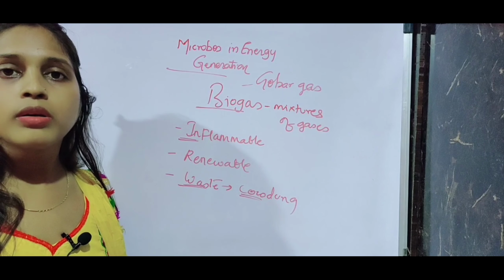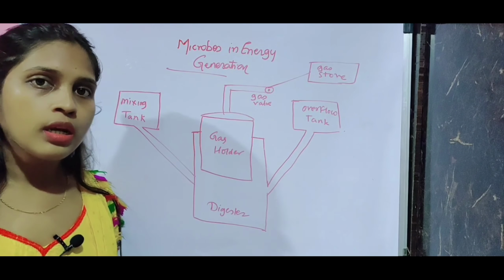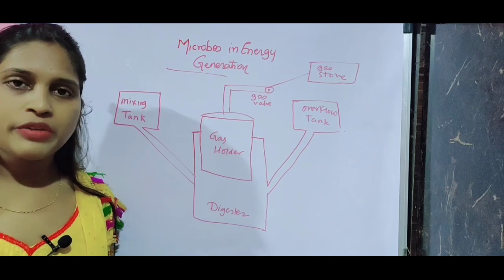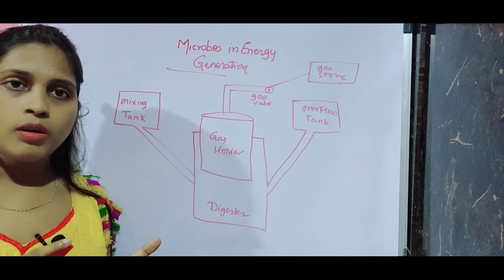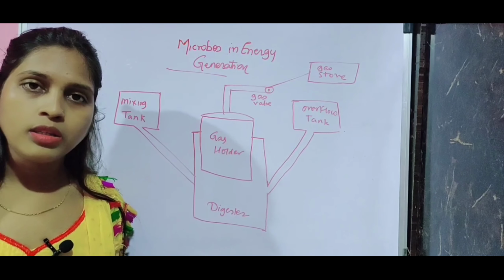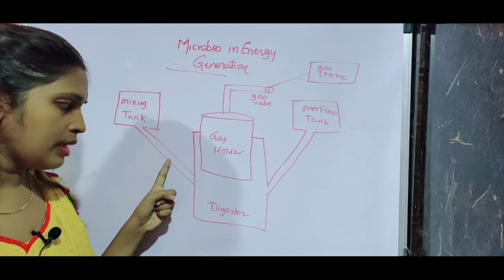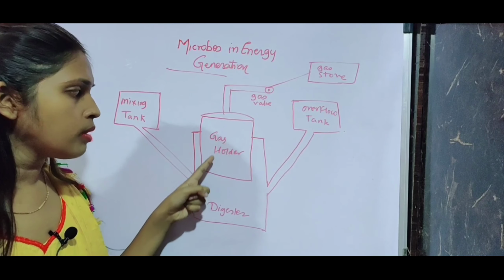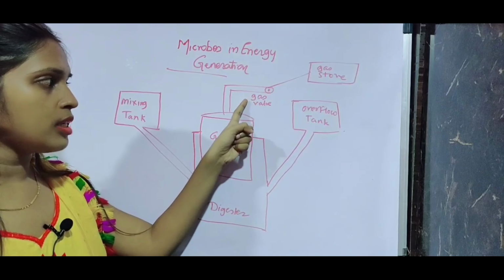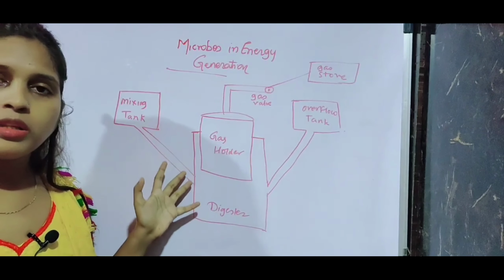Let us have a look at how the gas is produced. So this is how the biogas plant looks. The equipments required for the biogas plant are: a mixing tank, an inlet chamber, a digester, a gas holder, a gas valve, an outlet chamber, and an overflow tank. So these are all the equipments.